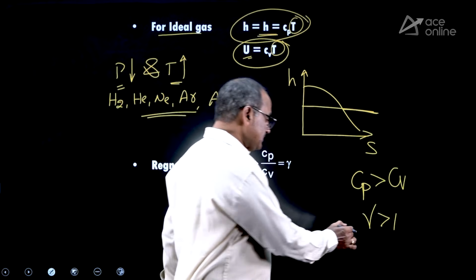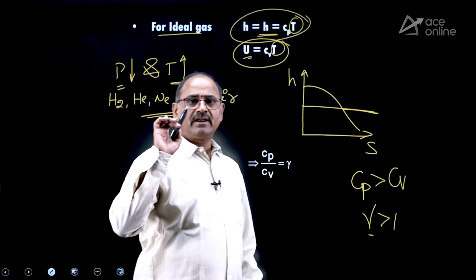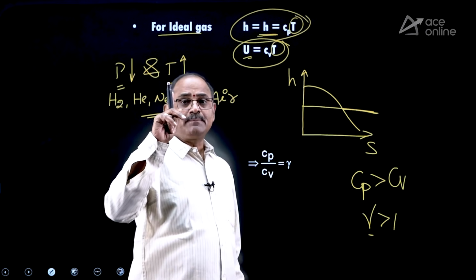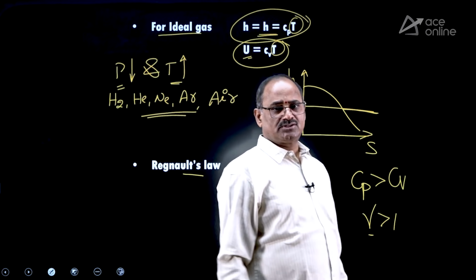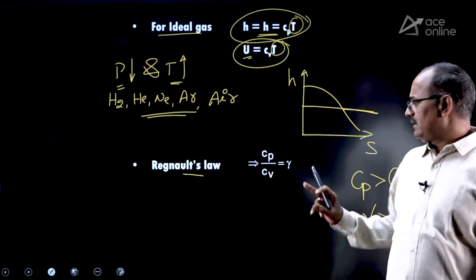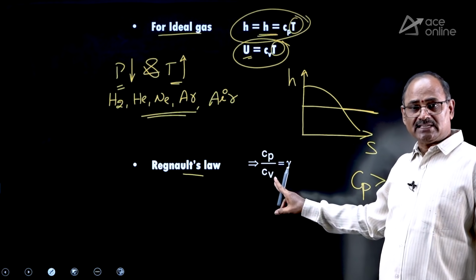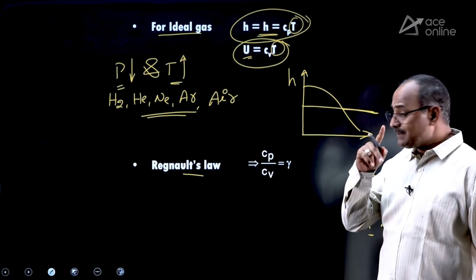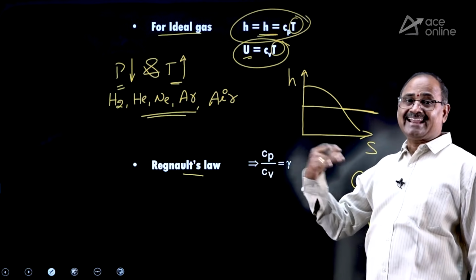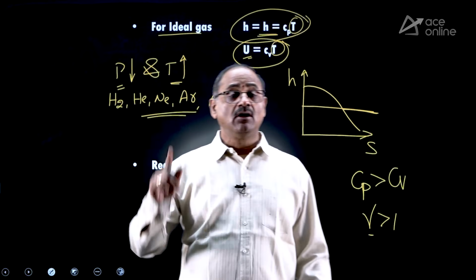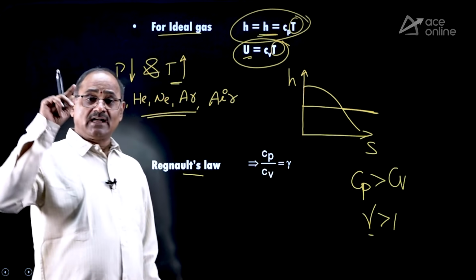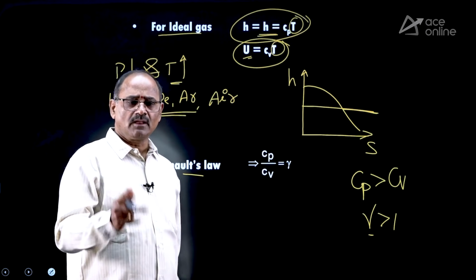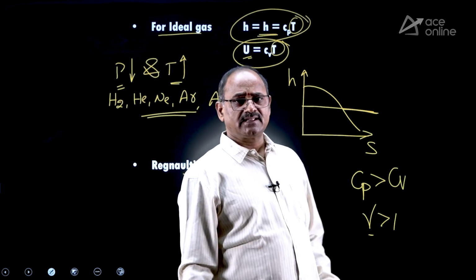But remember, this gamma equals 1 for any gas, whether that is ideal gas or real gas, only at a particular state, that is absolute zero state. Only at absolute zero state, Cp is exactly equal to Cv. Since Cp is exactly equal to Cv, at absolute zero state, the gamma will be equal to 1. Other than at absolute zero state, the gamma is always more than 1. Absolute zero state, we have discussed clearly.